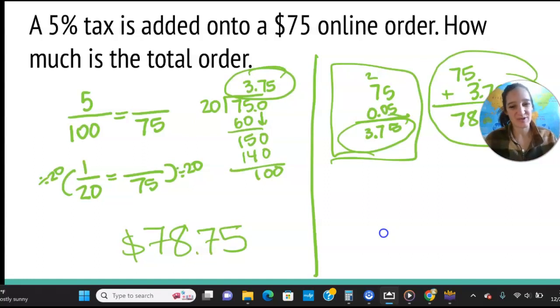Try to do it both ways so you could check your mistake. I didn't do it the mental math way, but you could have done like 10% and cut that 10% in half, or done 1% times by 5. Either way, figure out something that works and have fun practicing this real life skill.